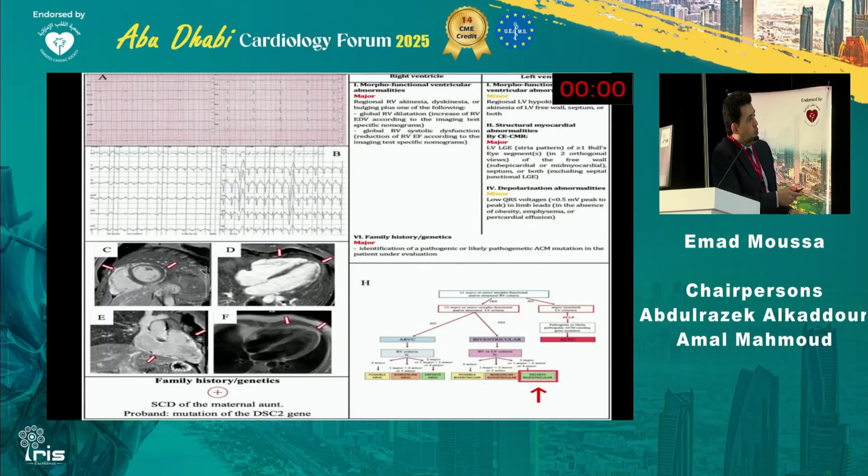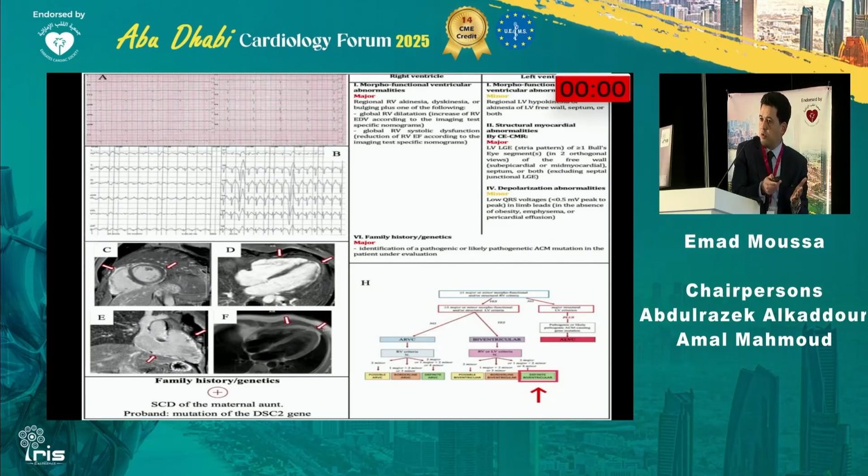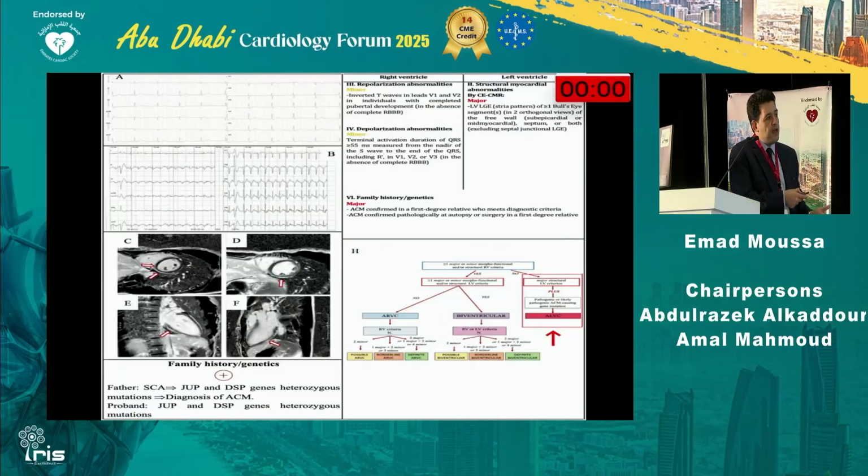Another example where you have an isolated involvement of the left ventricle with subepicardial enhancement in a patient who is having depolarization and repolarization abnormalities, plus ECG abnormalities, plus family and genetic findings. Together, you can establish the diagnosis of LVAC. And finally, this is another case where you see a late subepicardial enhancement, and this is also a case of arrhythmogenic left ventricular cardiomyopathy.